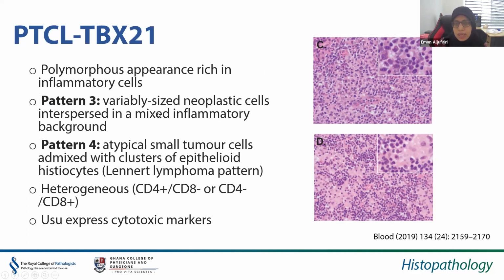So this is pattern 3, when you have mixed inflammatory background, and the neoplastic cells are variable in size, they are not monotonous. And then pattern 4, or the other type, is what we used to call, based on the morphology, the Lennert lymphoma pattern. That means where you have lots of histiocytes mixing with the atypical lymphocytes, and sometimes they even might mask the atypical lymphocytes.